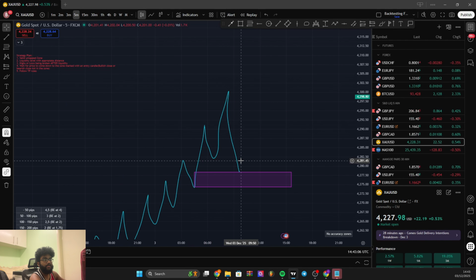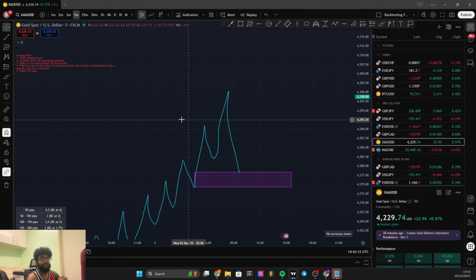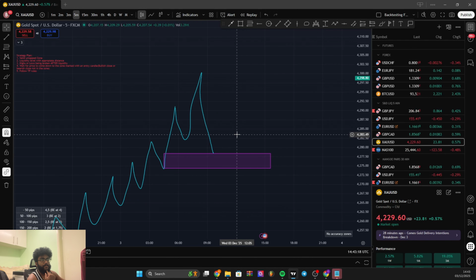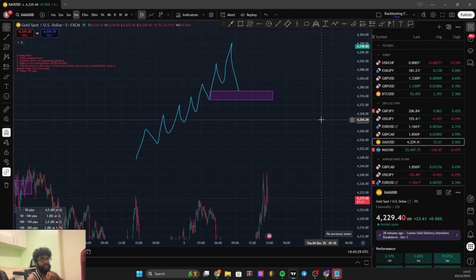Pretty much creating a level of liquidity right here, giving us a break of structure. So price comes, creates a level of liquidity, breaking the structure, and then coming straight back down to the zone. That's literally the strategy. And I'm going to be showing you many different ways of taking the trade because there's different entry criteria as well.